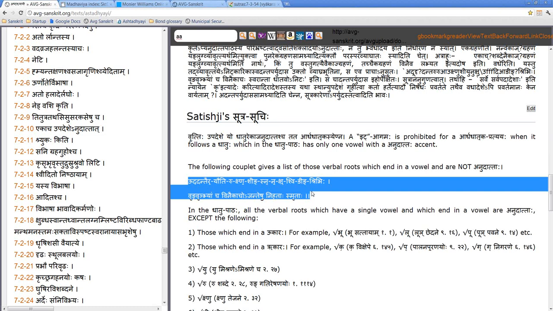So now let's look at the list of exceptions. There are two lists of exceptions. The first list is of those dhatus which end in ach, which are set. The second list is of those dhatus which end in a hal, which are anit. Okay, you understand that.